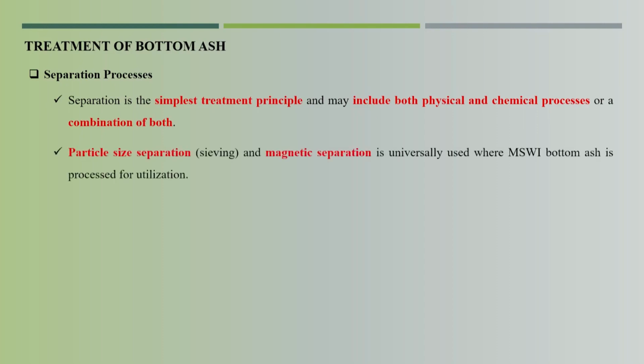The particle size separation or sieving, and magnetic separation. For magnetic separation, the target could be to separate the metals or ferrous metals from the remaining ash. It is universally used where MSW incineration bottom ash is processed for utilization.